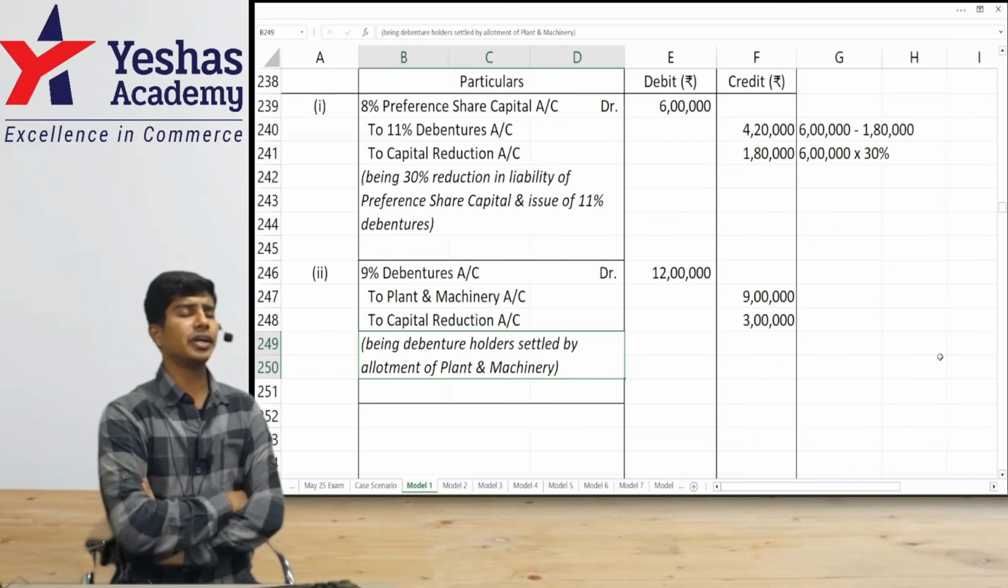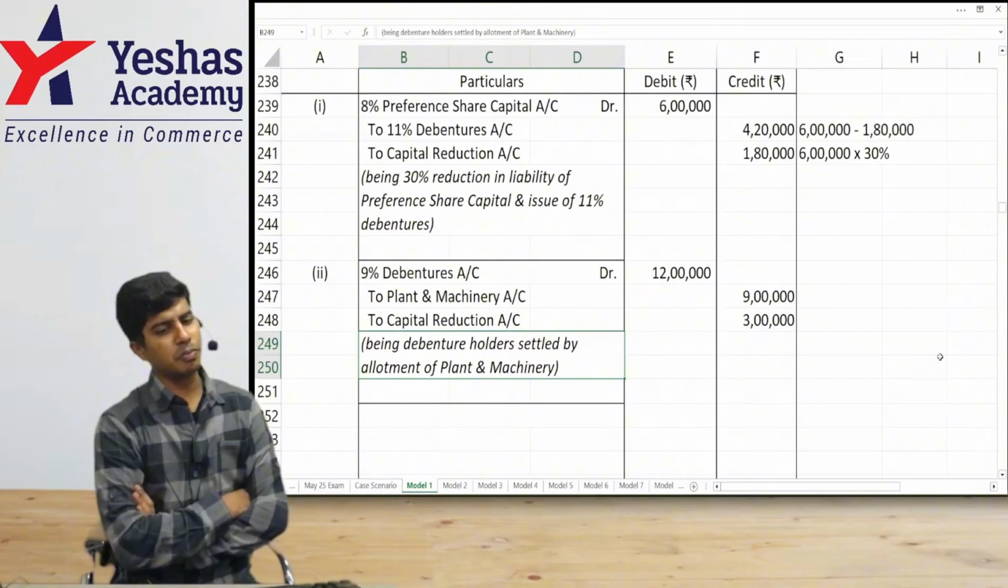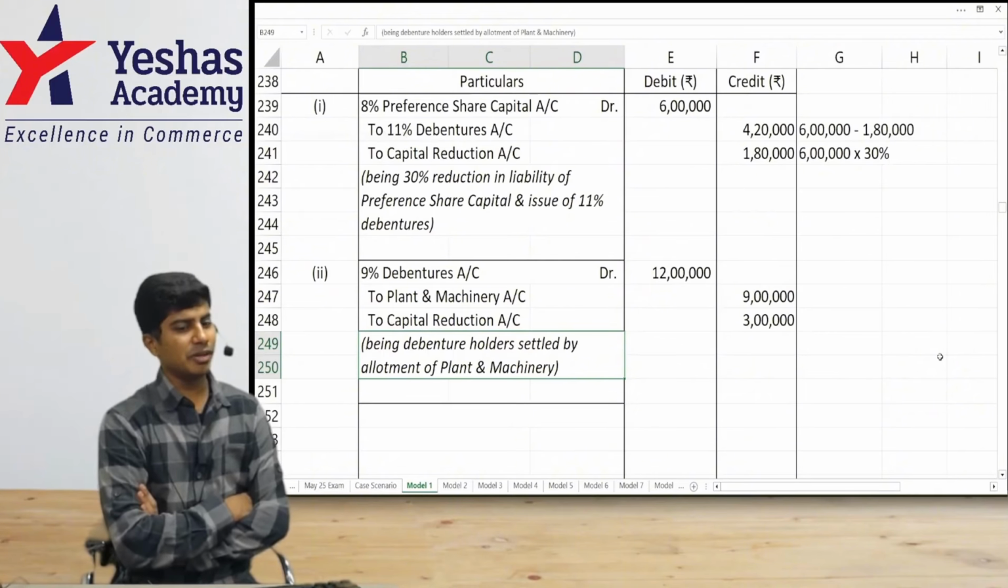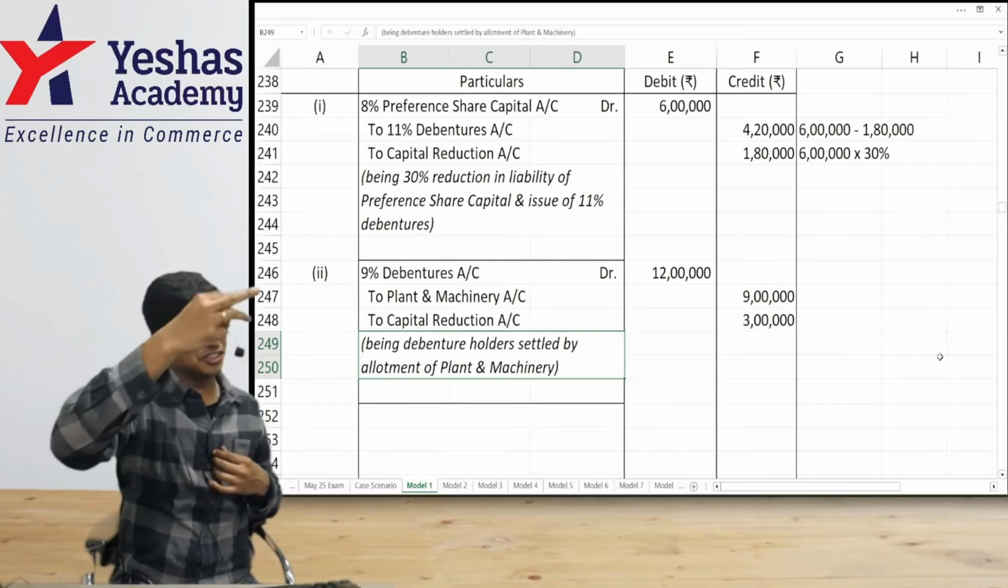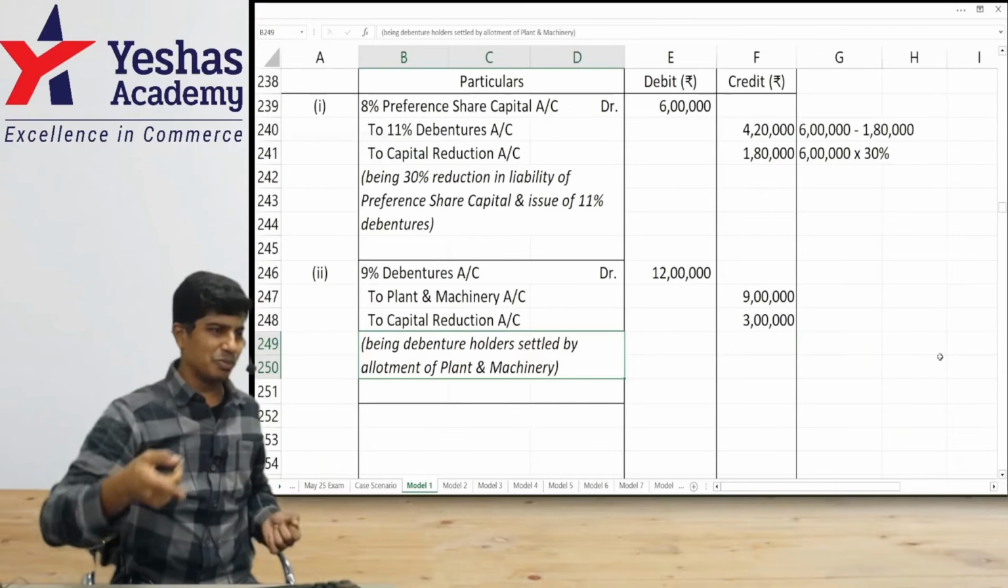Alternatively, you can split this into two entries. What is it? Debentures to debenture holder to plant to capital reduction. Instead of writing debenture holder to plant to capital reduction, first you can write plant account debit to capital reduction 3 lakh, 3 lakh. Increase the plant and machinery value to 12. And then write debenture holder to plant and machinery 12 lakh.